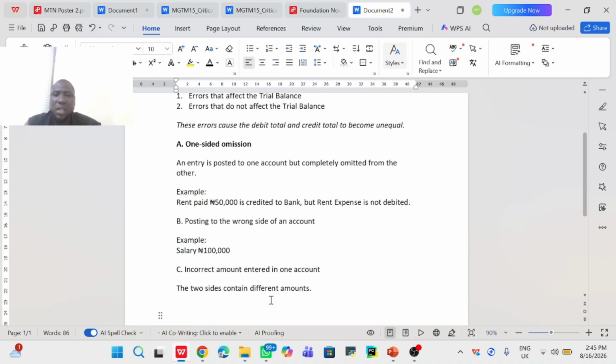So this is where we are going to stop for the errors that affect trial balance. And I want us to solve a calculation question on trial balance from the ICAN pack, November 2019 foundation.